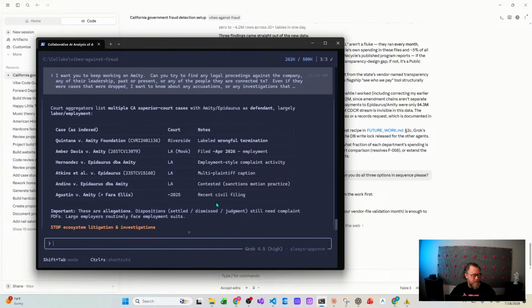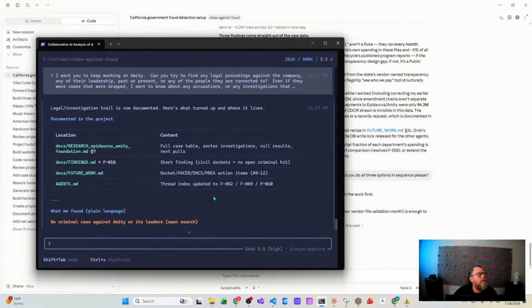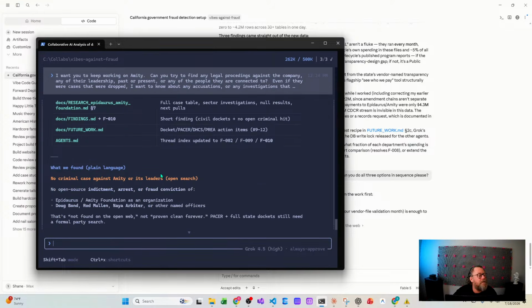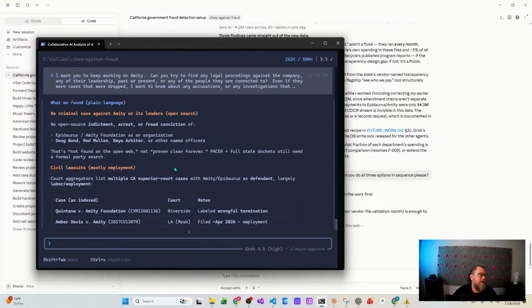All right, what did Grok find on this Amity organization? Legal investigation trail is now documented. No criminal case against Amity or any of its leaders. That's disappointing. Let's see if we can fix that, Grok. No open source indictment, arrest, or fraud conviction.